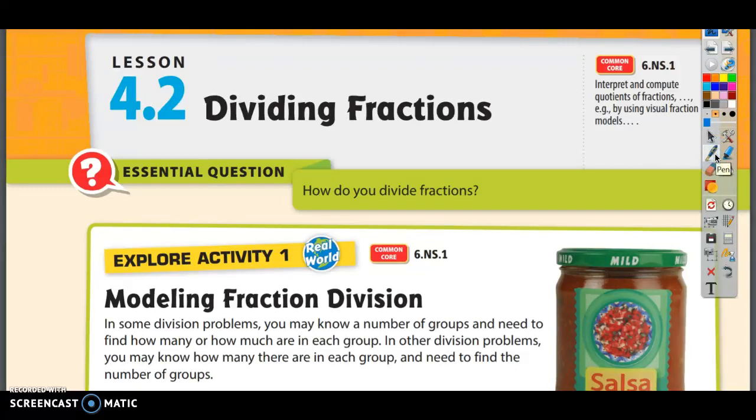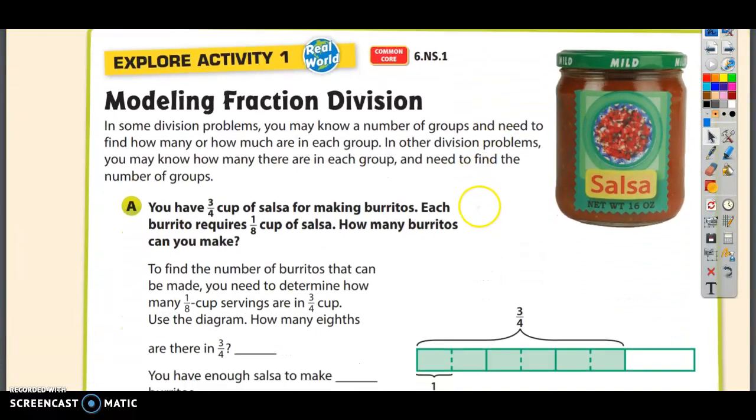This is lesson 4.2, dividing fractions. This is page 85. Central question is, how do you divide fractions? And we start with an explore activity. You are welcome to watch the video for instruction, or you can try these problems and then watch the video to check your answers, whatever you need.